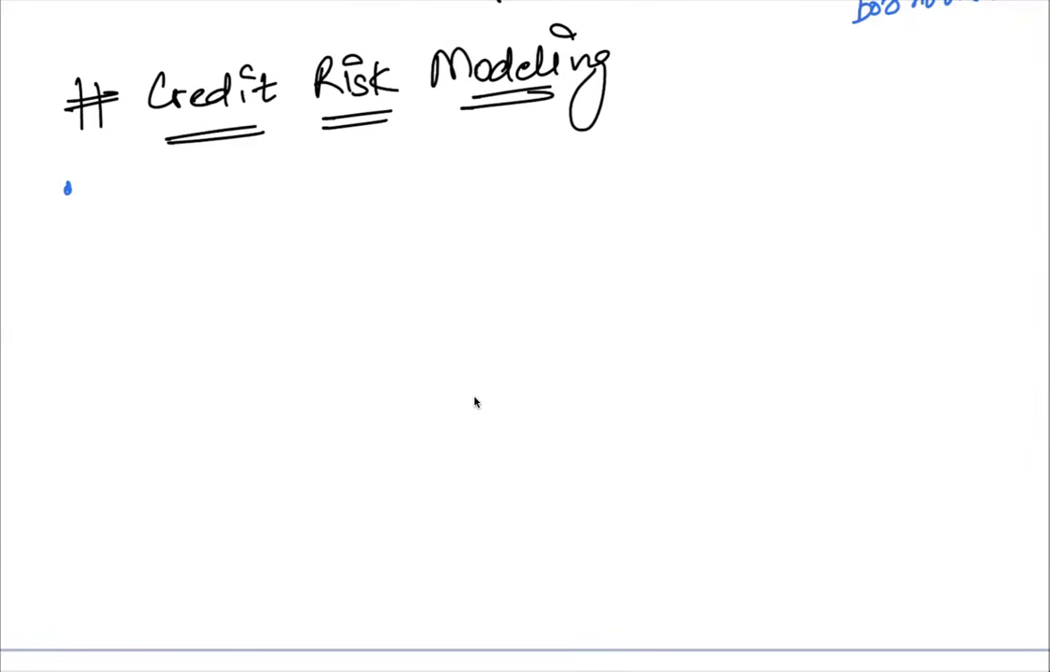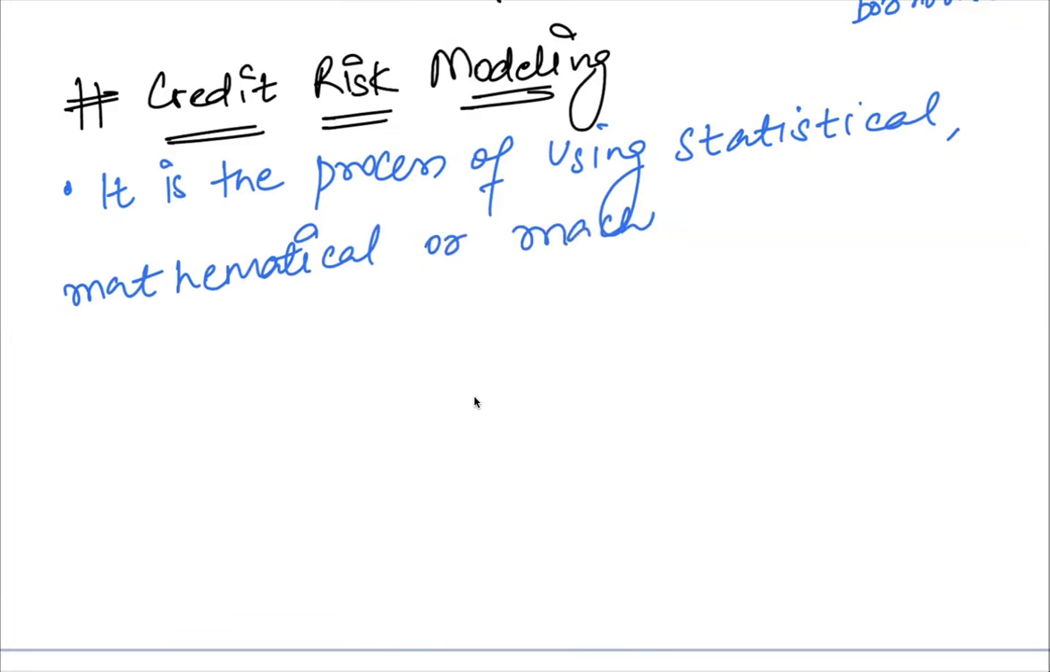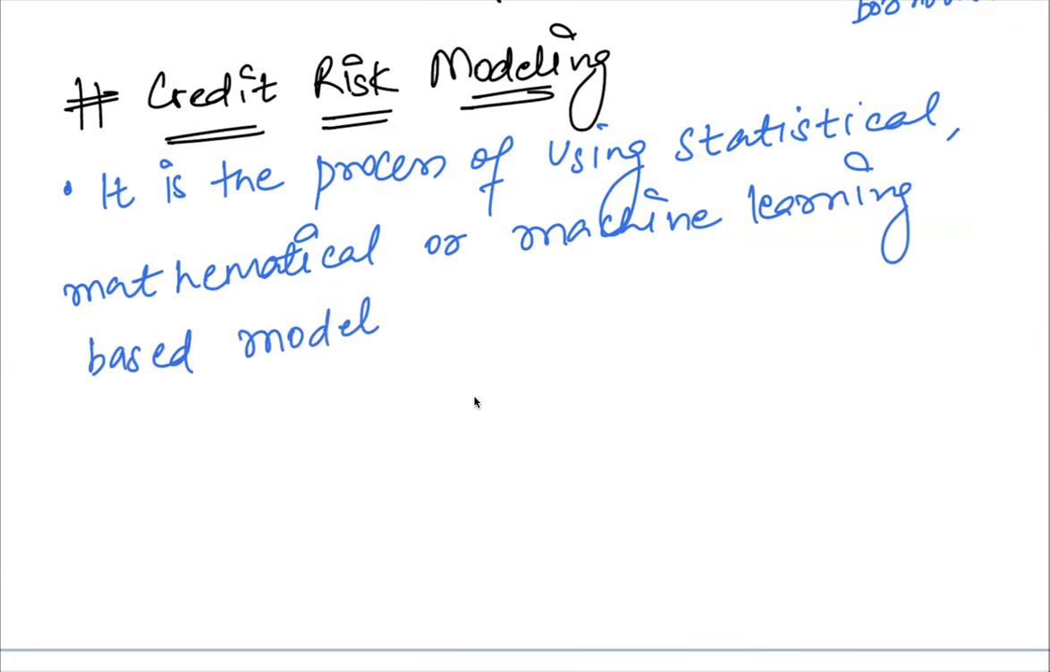So, what is credit risk modeling? It is the process of using statistical, mathematical, or machine learning based models to quantify the credit risk.